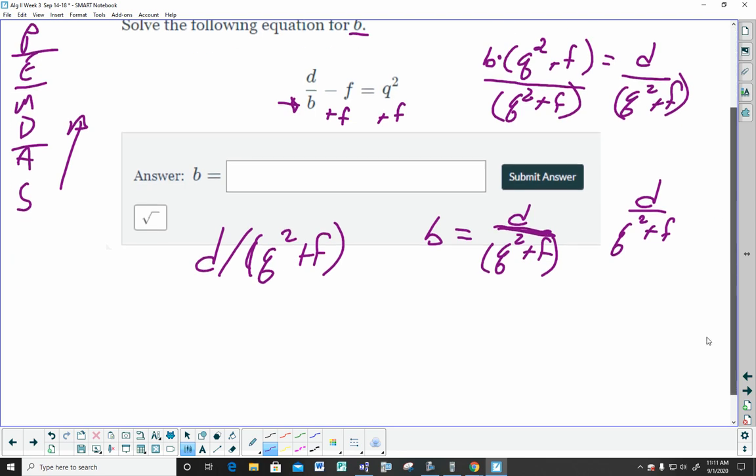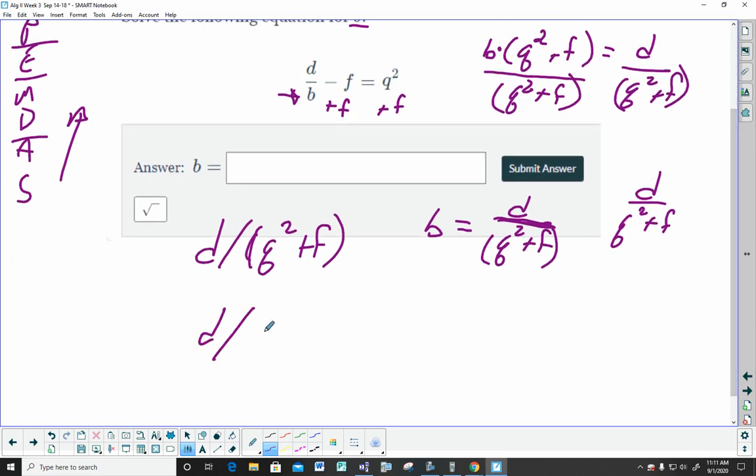Why? Because if you don't, d slash q squared plus f would mean d over q squared, plus f, is what that would mean if you didn't have the parentheses. And that's not what you mean. You mean that all of it's in the bottom.